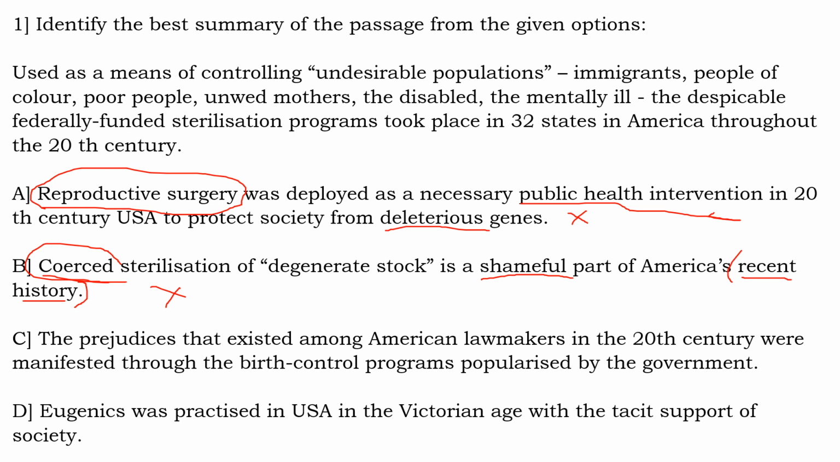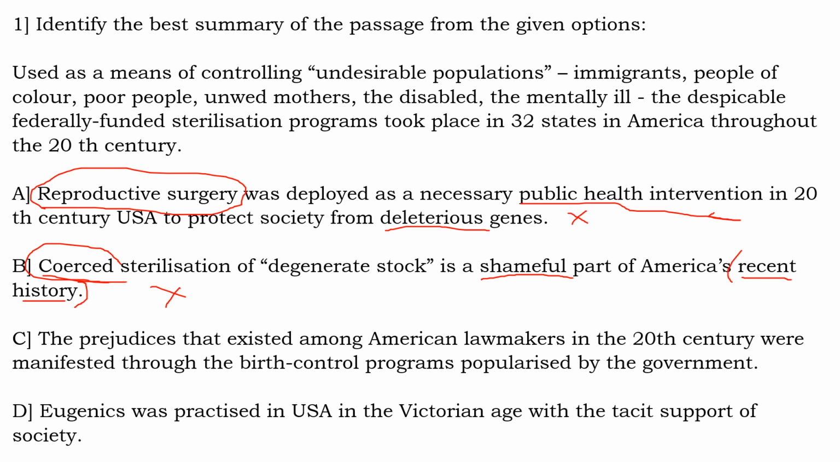Then option C: the prejudices that existed among American lawmakers in the 20th century were manifested. What is manifested? It became evident. Something that is expressed is called manifested. Something that becomes evident through the birth control programs popularized by the government. We know that this sterilization program is also known as a birth control program. It was popularized by the government. Why is it popularized? Because it is federally funded. Federally funded means the government is doing it.